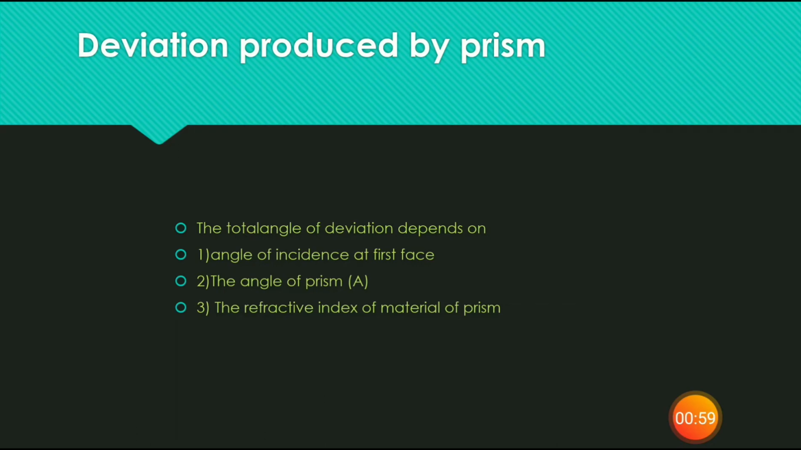Deviation produced by prism. The total angle of deviation depends on, number 1, the angle of incidence at the first face; second, the angle of prism A; third, the refractive index of the material of the prism.